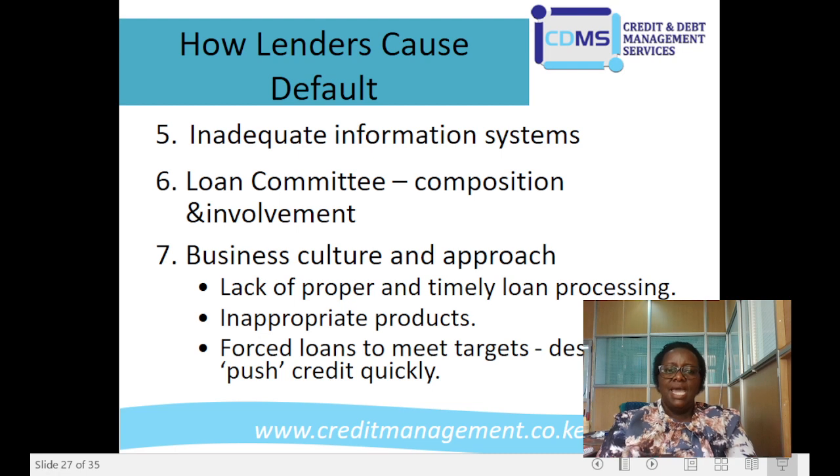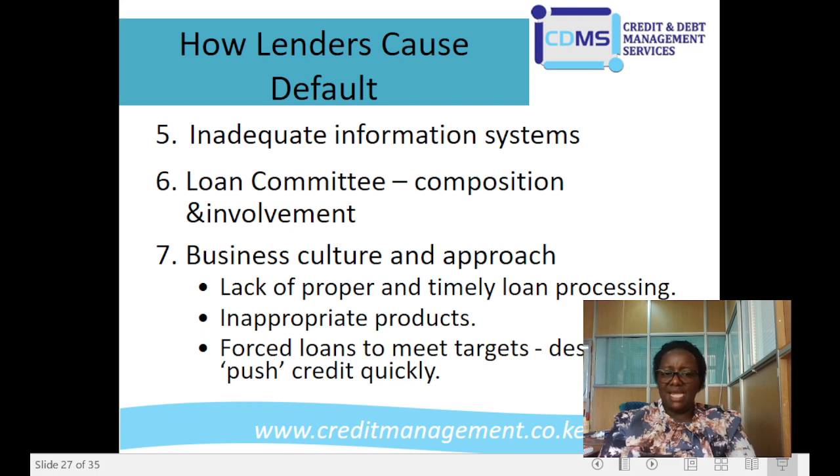The other one is inadequate information systems. That is, we lack systems in the organization to help us in following up or even monitoring or reporting, or getting to know whose account is overdue and which one is still within the days that we have granted the customer. The other one is the loan committee or the credit committee that we have in place as an organization, the composition of it and the involvement. Probably you're not involving a committee or we don't even have a credit committee in place. This also leads to bad debts. Maybe people make decisions on their own and customers may default in making the payment.